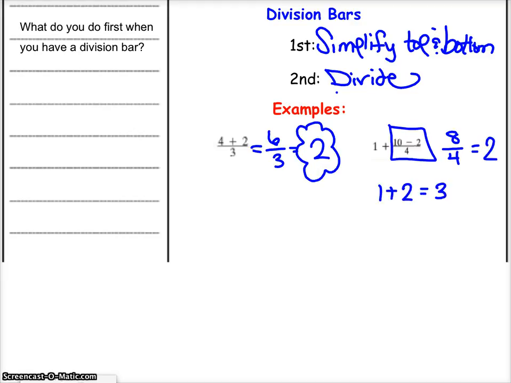Now do you know where I got this step? Oh, yeah. The 1 plus 2. That's this number here. That came down. So what I did is I figured out this division bar thing, and then I added 1.